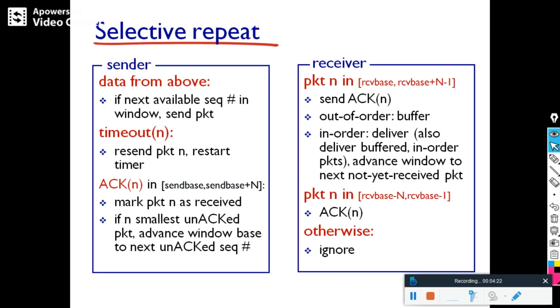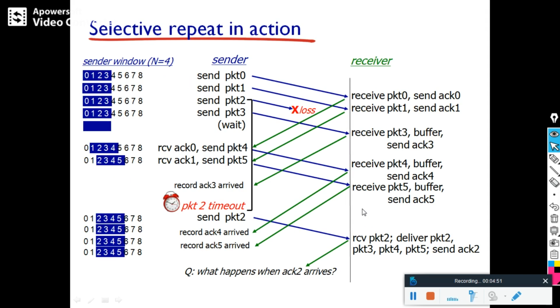So the algorithm is something like this. On data from above, if the sequence number is available in the window, send the packet. On timeout, resend the packet and start the timer. As soon as the acknowledgement is received, mark the packet as received. And on the receiver side, this is the algorithm.